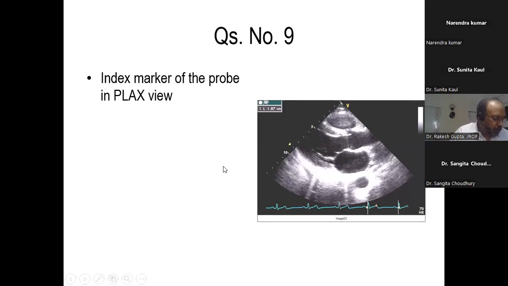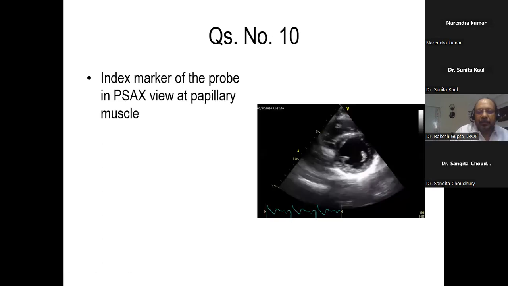And now, Dr. Ashok Yadav, back again. Index marker for the probe for the PSAX view at the papillary muscle. Ashok. The 1 o'clock position. Where? In the same third intercostal space. Third intercostal space. Okay, 1 o'clock or 2 o'clock, it all depends. Great. Dr. Birata Devarama.